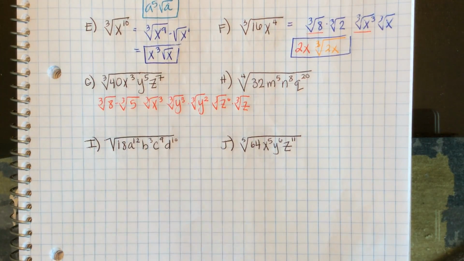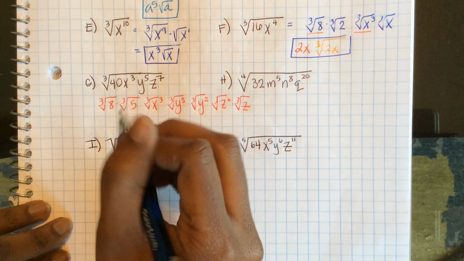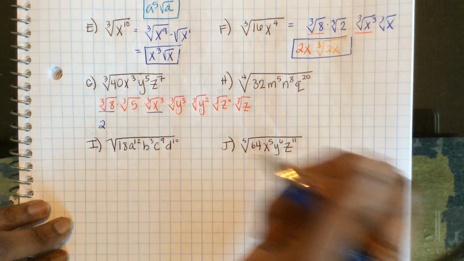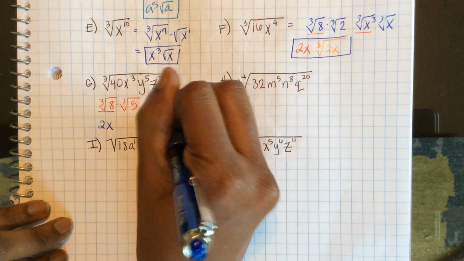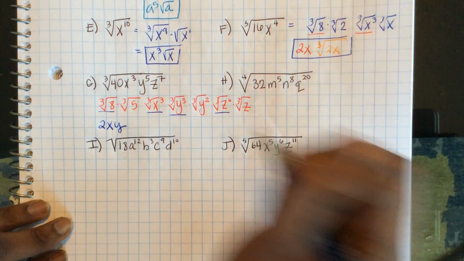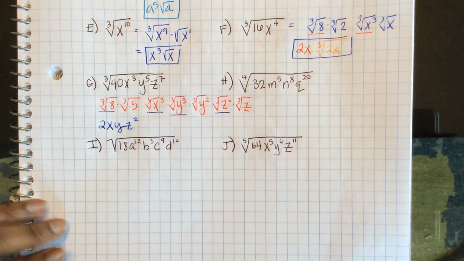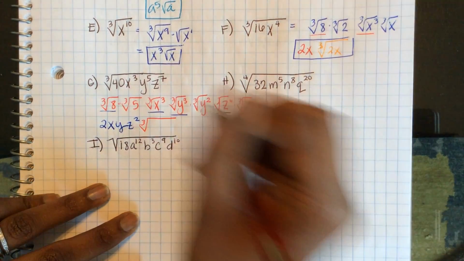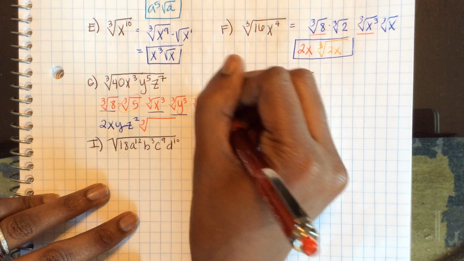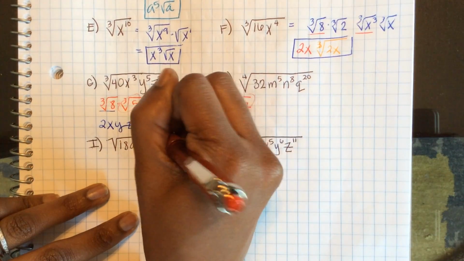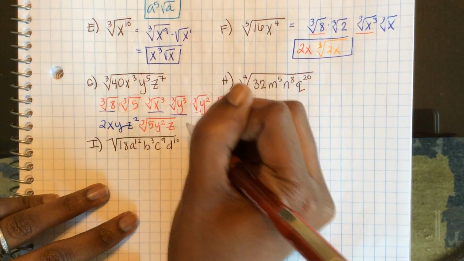So now let me simplify all my perfect cubes first. Cube root of 8 is 2. Cube root of x cubed is x. Cube root of y cubed is y. Cube root of z to the sixth is z squared. And the part that will be left over in my cube roots are all the non-cubes: 5 y squared z.